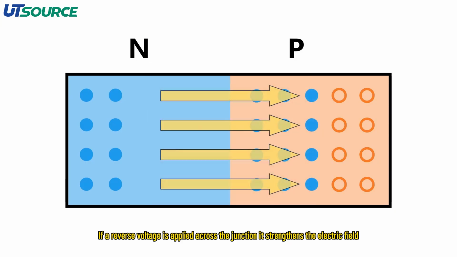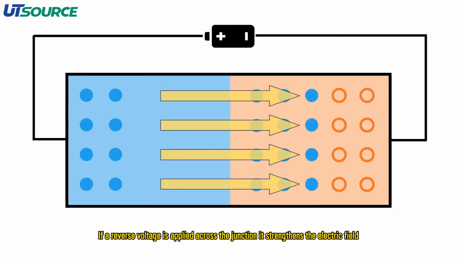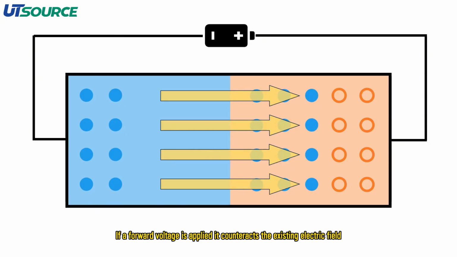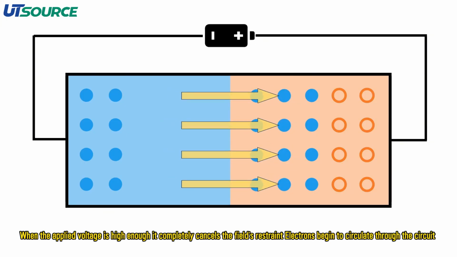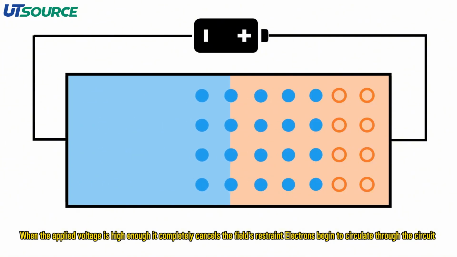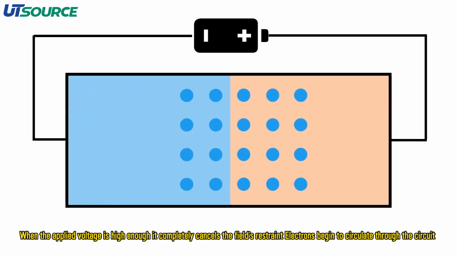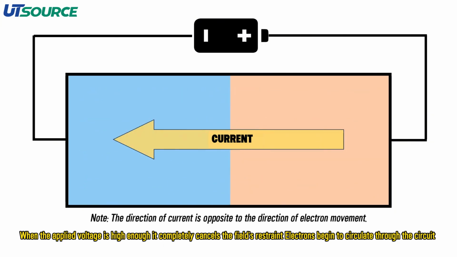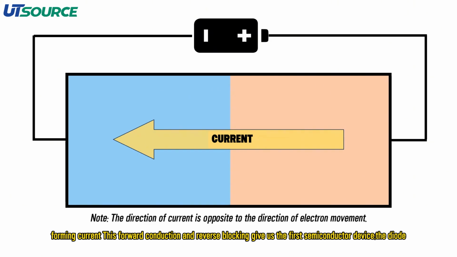If a reverse voltage is applied across the junction, it strengthens the electric field, increasing the obstruction to electrons, and the current cannot flow. If a forward voltage is applied, it counteracts the existing electric field. When the applied voltage is high enough, it completely cancels the field's restraint. Electrons begin to circulate through the circuit, forming current. This forward conduction and reverse blocking give us the first semiconductor device, the diode.